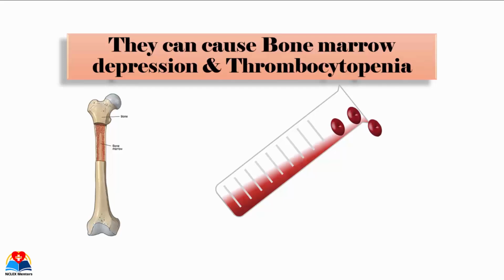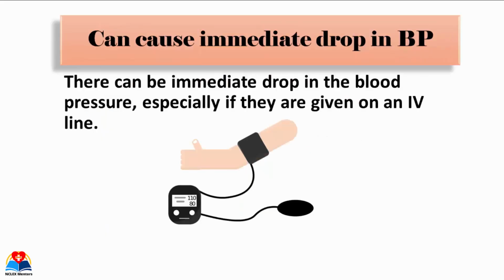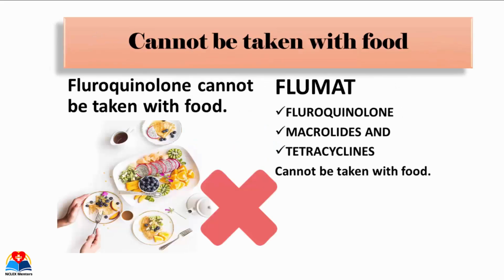Let's see some of the main important points for administering drugs of this class. As we said earlier, there is an adverse effect called thrombocytopenia, which is a bone marrow depression with fluoroquinolones. There can be immediate drop in the blood pressure, especially if they are given on an IV line, so keep this point in mind. Although there is GI effect as with other antibiotics, remember, fluoroquinolone cannot be taken with food.